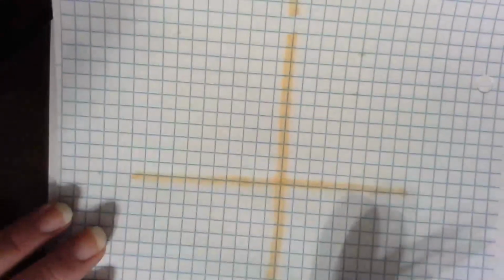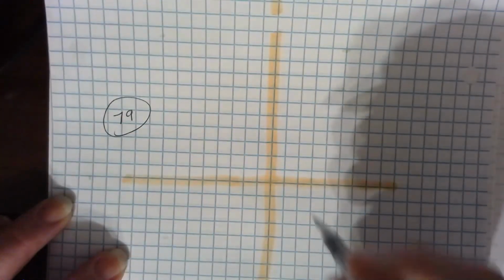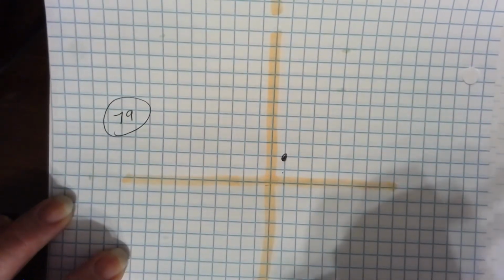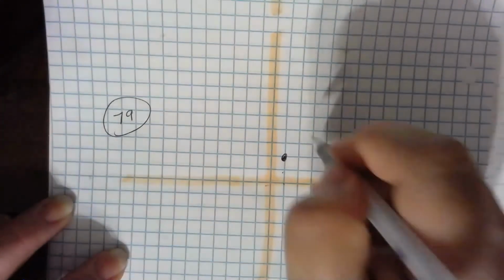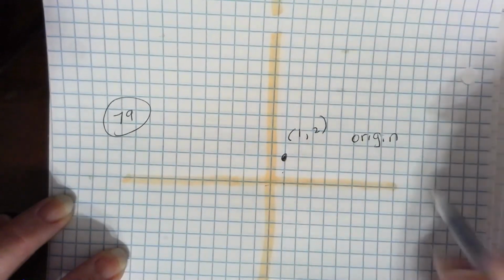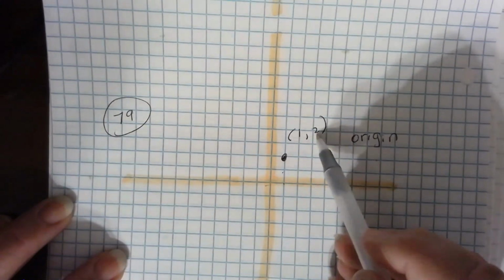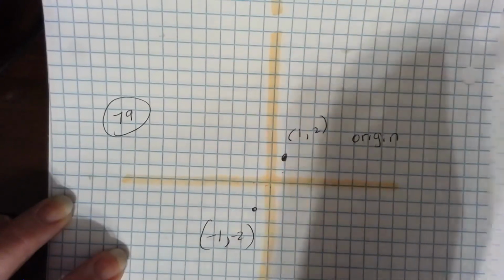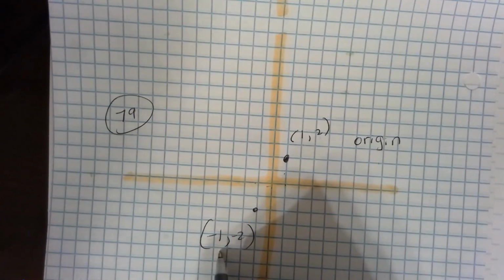Okay, the last problem in this group is number 79. Where's my graph? There it is. Number 79. And it tells me if I have the point 1, 2, and it is symmetric to the origin, what other point is there? This was 1, 2. Remember, to do origin, you're going to change the signs of both of them. So it would be negative 1, negative 2. So that's what you would type in as the other point that would be on the graph.